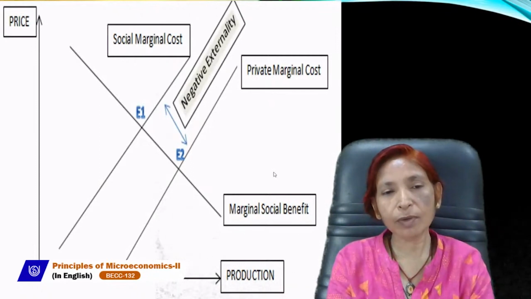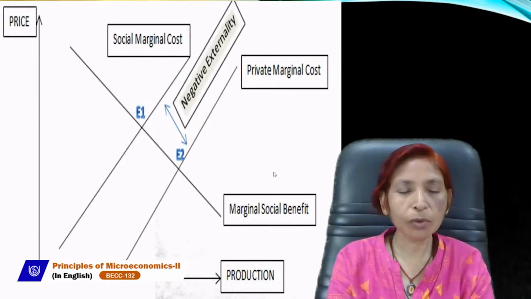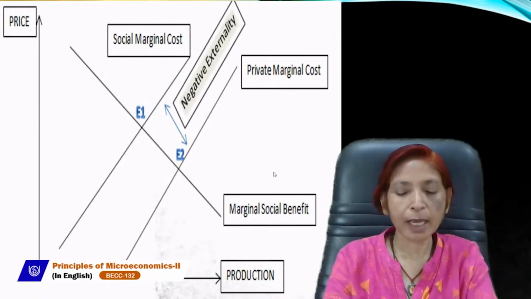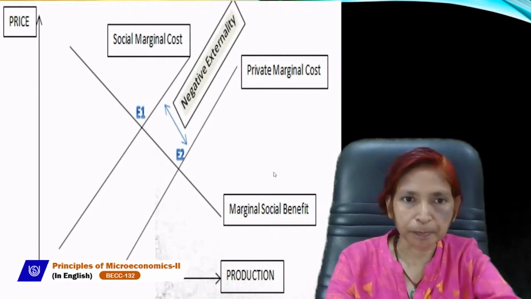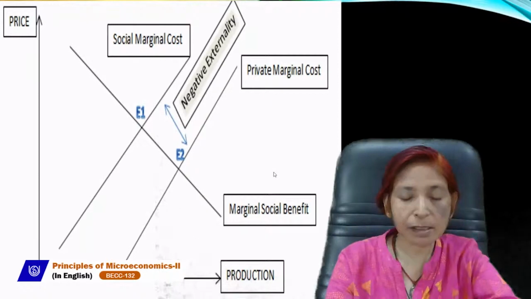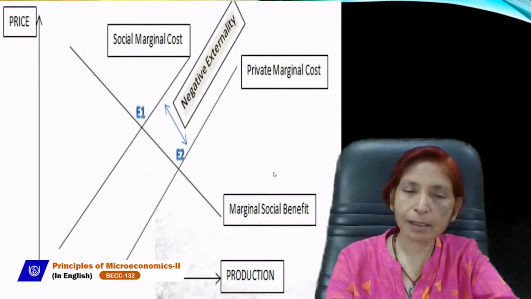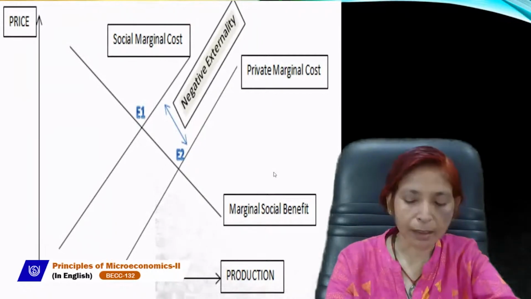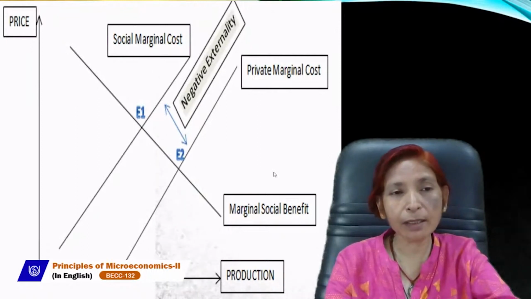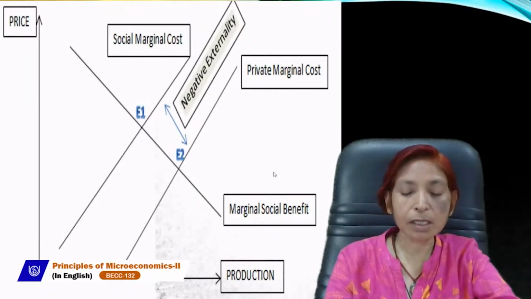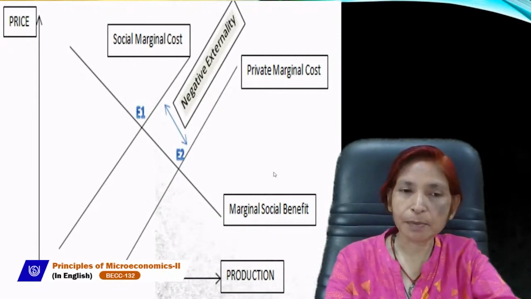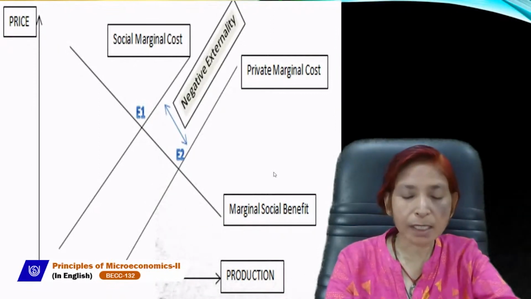The gap between E1 and E2 is called negative externality. In this case of negative externality, the government will impose more taxes to reduce this externality. And in case of positive externality, the government provides subsidy. Okay, this is the main point.